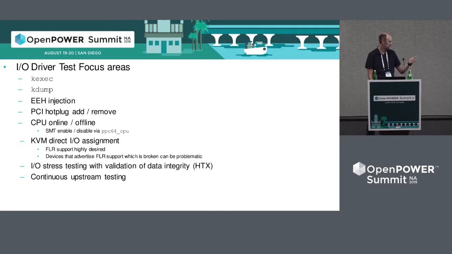The stress testing with data integrity checking, and then just continuous upstream testing. That's something that we need to figure out a better way to do as an OpenPOWER ecosystem. Once we have a driver working on Power, how do we make sure it stays working on Power and doesn't regress?